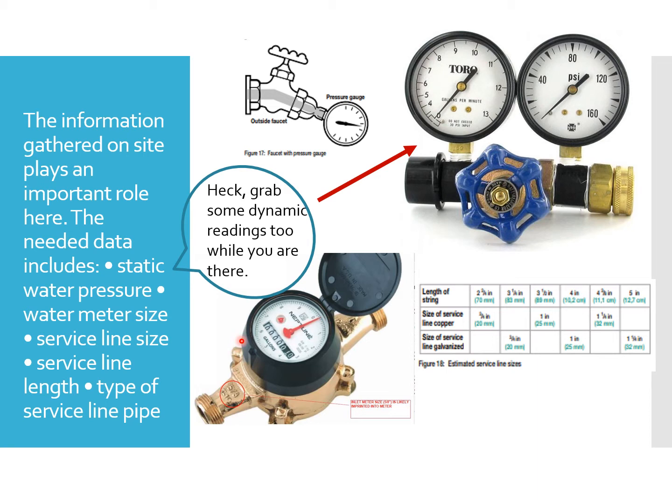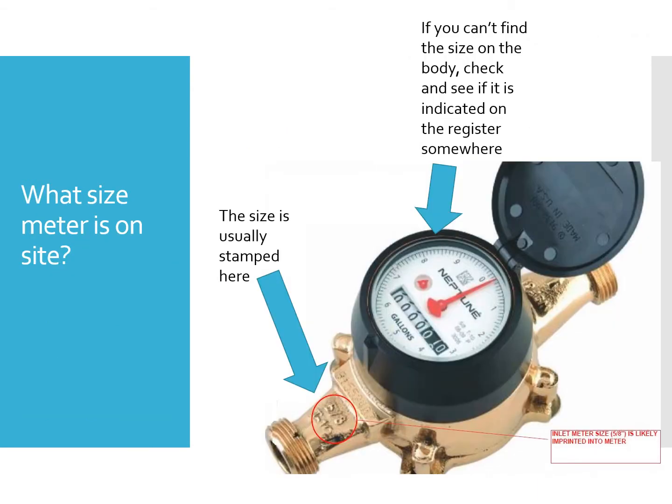And then when you go to check out your meter, you want to make sure that you figure out what size it is. And then if you're not sure about your service line type size, there are tricks that you can use to determine that. So what size is your meter? Usually you can tell because it's stamped somewhere on the inlet of the tailpiece of the meter. And if you can't find it there, then sometimes it's printed inside of this register here, and that might be where you might find it.